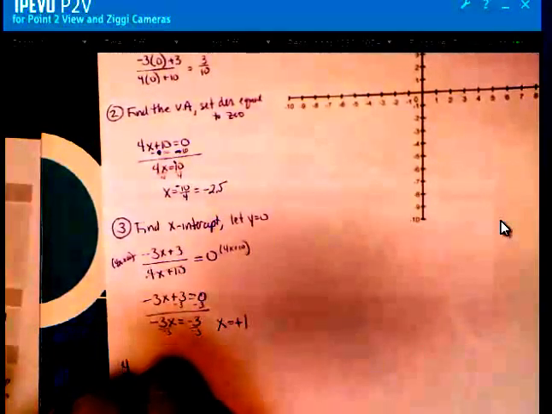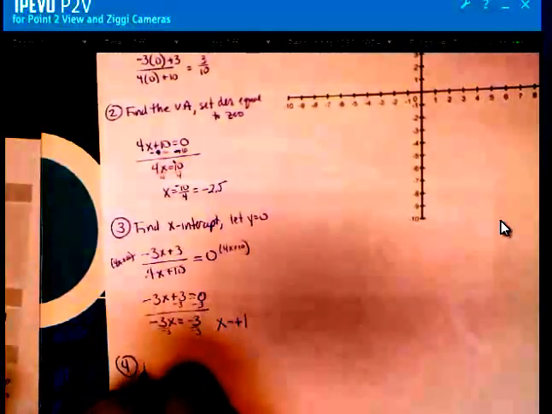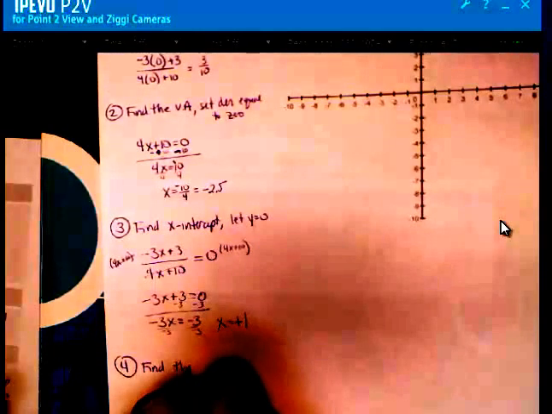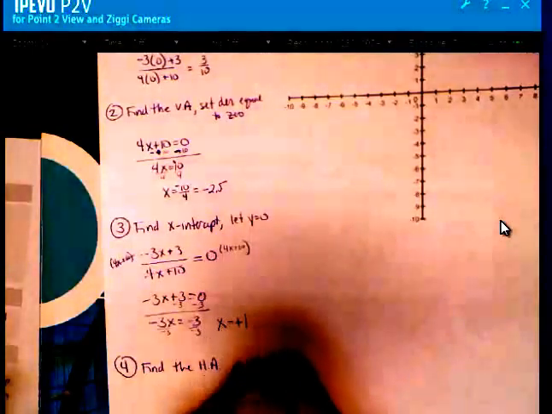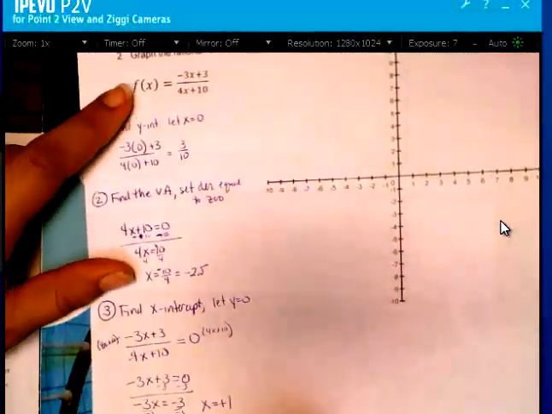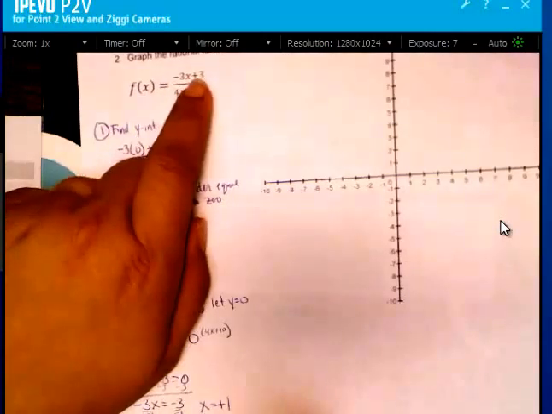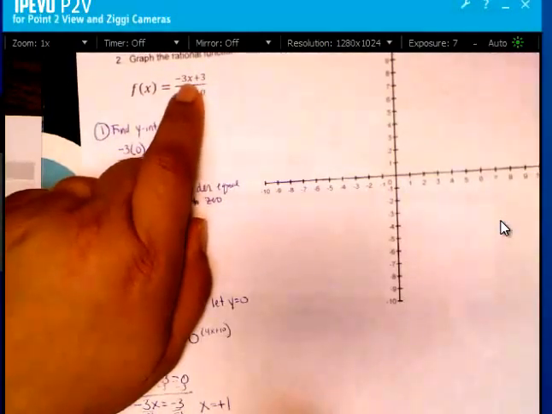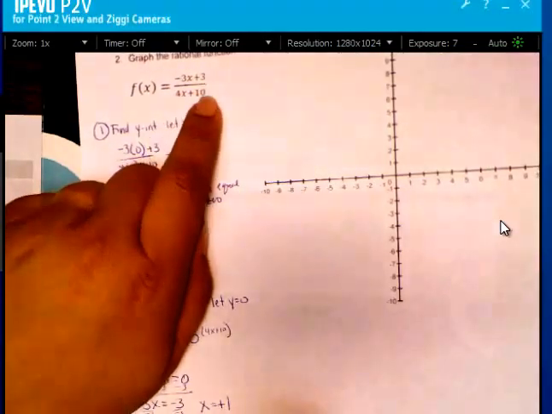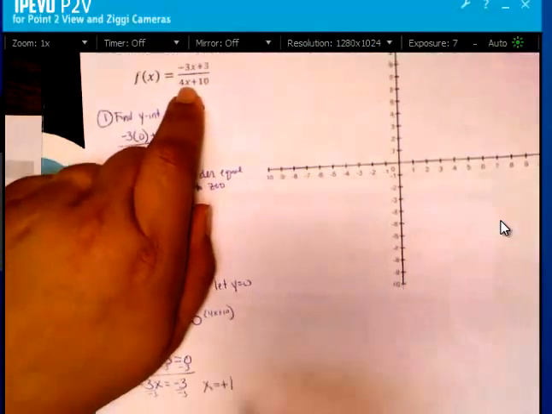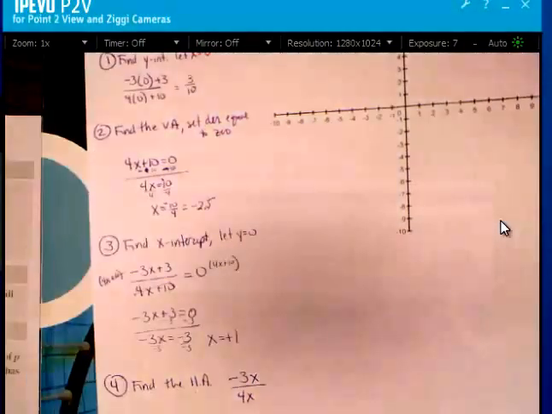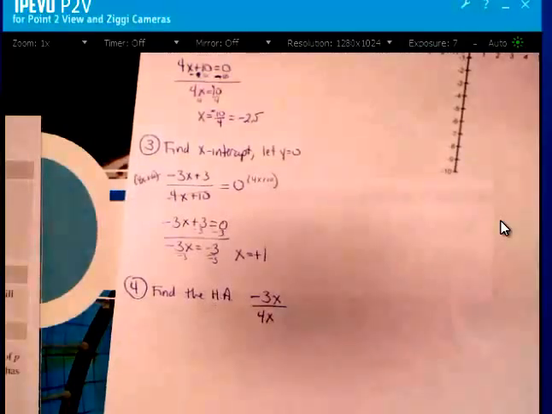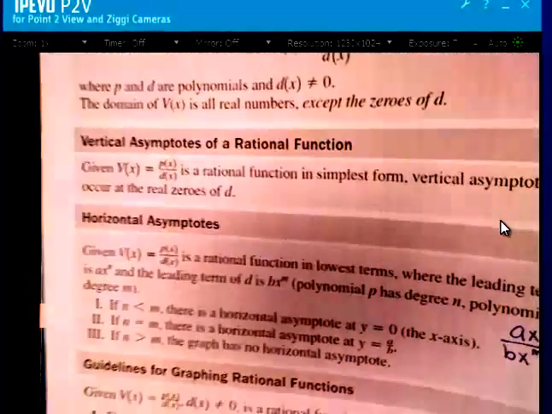The fourth step is that we want to find the horizontal asymptote. In order to do this, we want to look at our leading term in both the numerator and the denominator. The leading term in the numerator is the one with the highest exponent. Turns out it's -3x. And in our denominator, the leading term is 4x. So we get -3x over 4x. Now I'm going to refer to my chart.